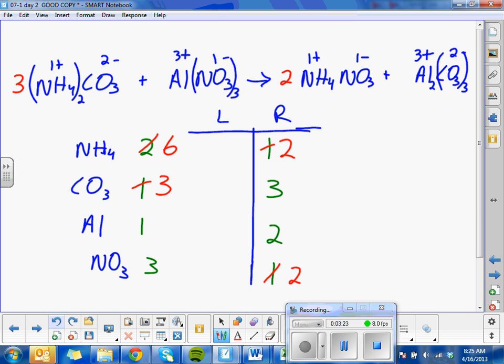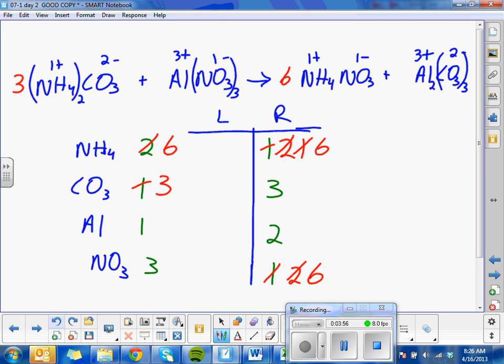So now the ammonium are messed up, and we already have 2 there. This is kind of a tricky one. We need to go back and we need to get rid of that 2. When we erase it, we're back to 1. So we're back to 1, which means if we want 6, we need to put a 6 out there. So that makes that a 6. It also changes the nitrate on that side to a 6.